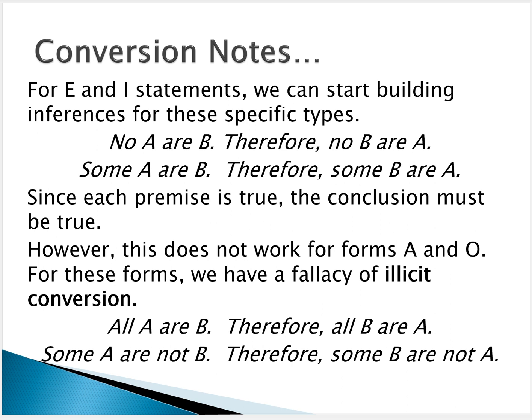All right, and again, for E and I, you can start building inferences from these. So no A are B, therefore no B are A. Some A are B, therefore some B are A. And since the premise is true, the conclusion must be true. However, that only works for E and I, so be very careful. It does not work for A and O. For those forms, when you do this, you end up getting a fallacy of illicit conversion that we talked about back in chapter 3.